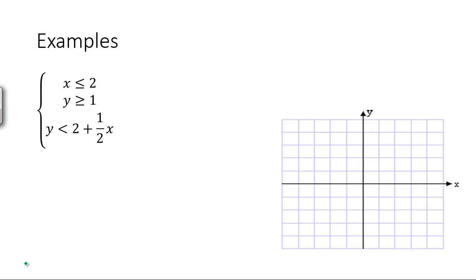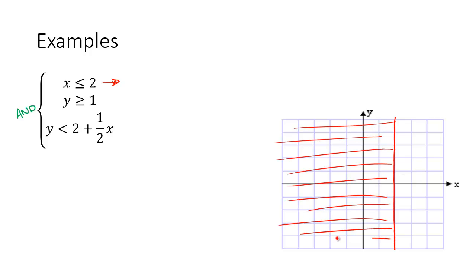All right, here's another example. So here we've got 3 inequalities to shade on the same graph, and it's an "and" relationship. So let's do the first one in red. x is less than or equal to 2. So x equal to 2 is right here, and everything less than that will be included. In blue, let's shade y is greater than or equal to 1. So y equal to 1 is right here. Greater than would be above.